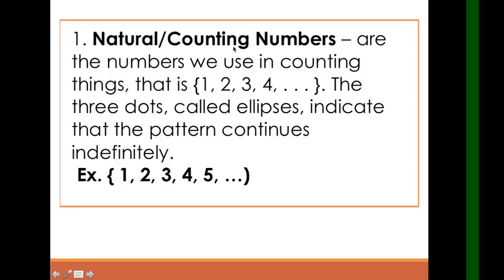Natural or counting numbers are numbers we use in counting things. That is 1, 2, 3, 4, and so on. The three dots called ellipses indicate that the pattern continues indefinitely, walang katapusan. So 1, 2, 3, 4, 5, and so on is what we call the counting numbers. Pag may negative ba counting numbers? No, it's not a counting number.